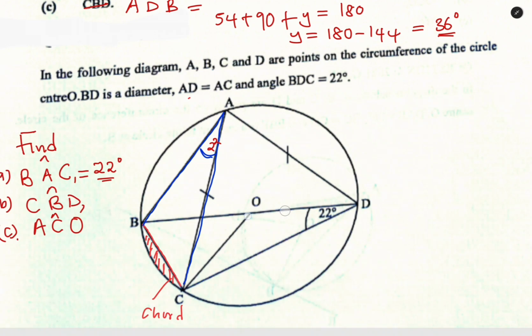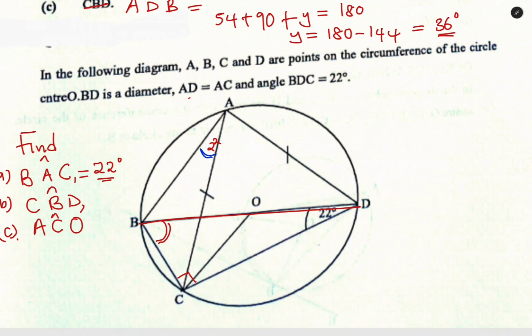Then the other question is find CBD. Where is C? CBD, so this angle here. How do we find this angle? For this angle, this is the semicircle, and one property is that the angle in a semicircle is equal to 90.